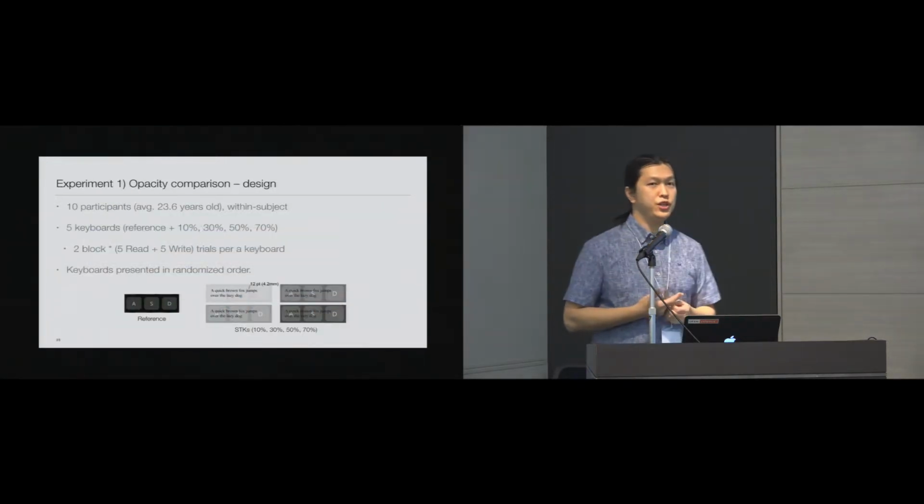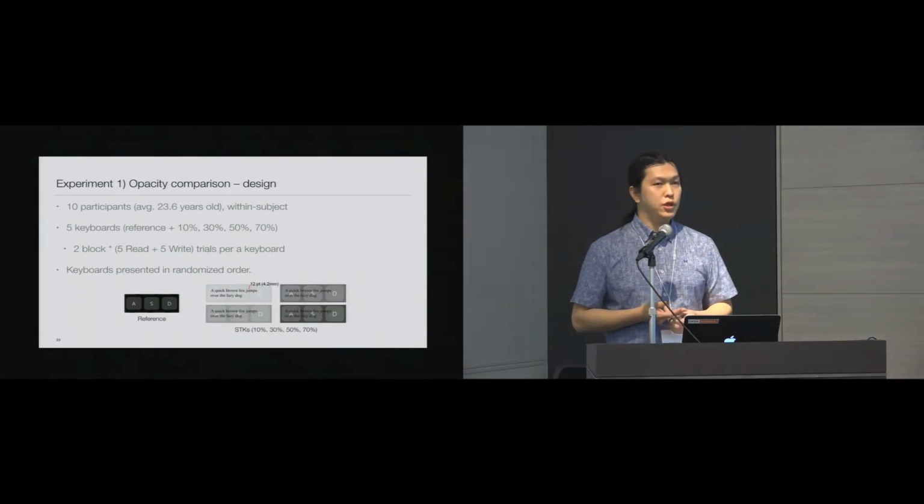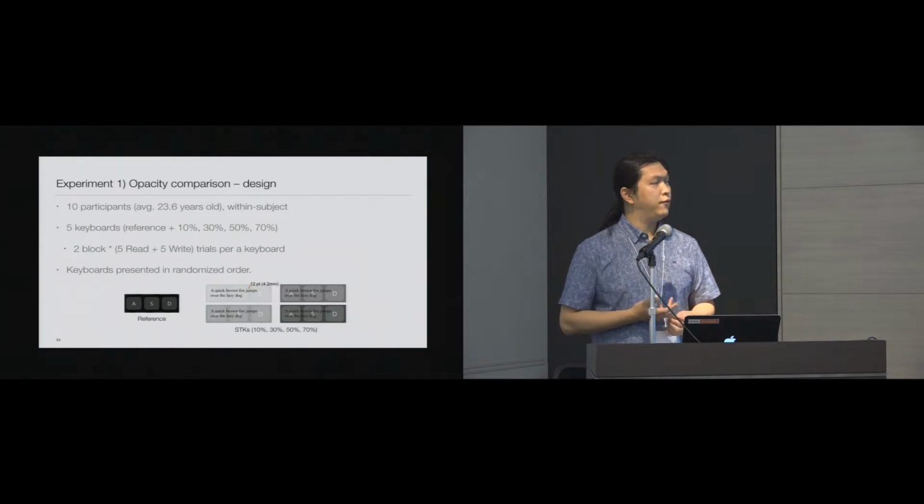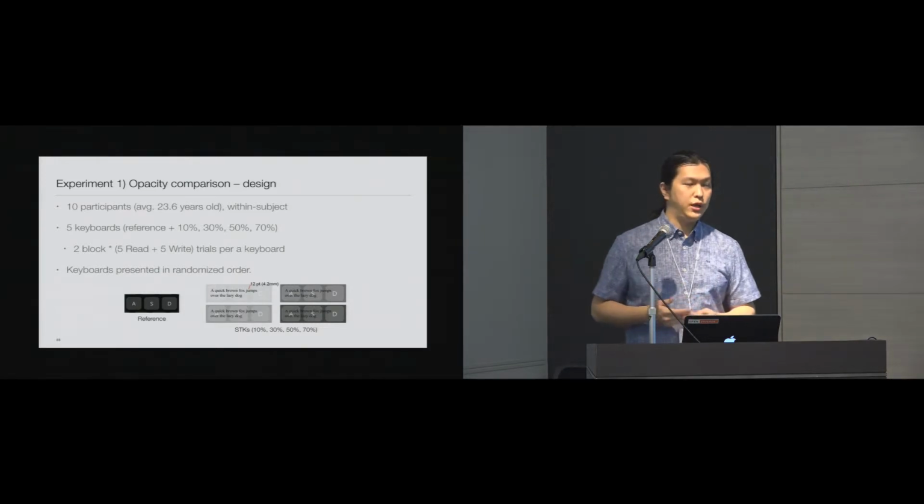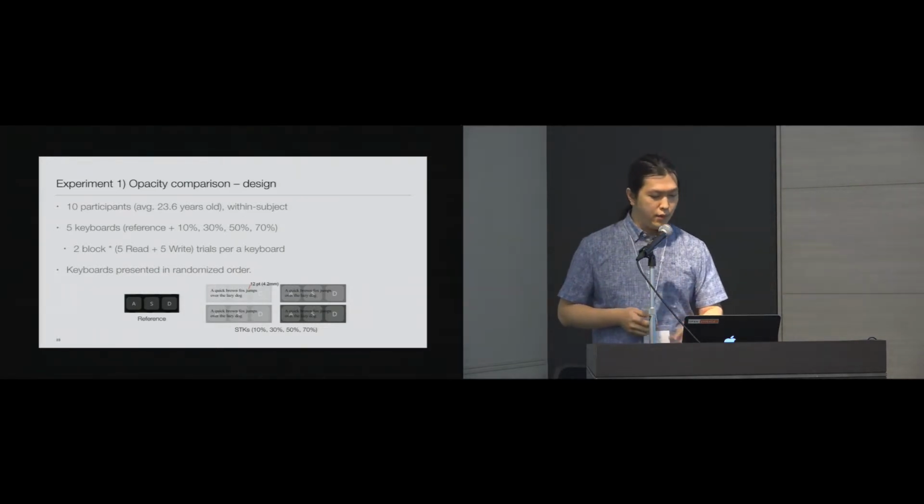The procedure and design of the experiment are as follows. 10 participants took part, and there were 5 keyboard conditions: 1 reference and 4 test conditions. There were 5 reading and 5 writing tasks for each keyboard, and they were repeated in 2 blocks. The keyboards were presented in random order to eliminate any kind of order effect.